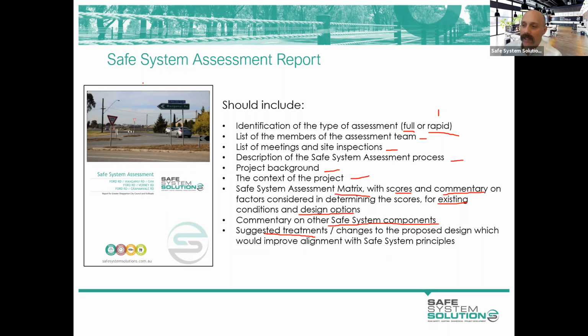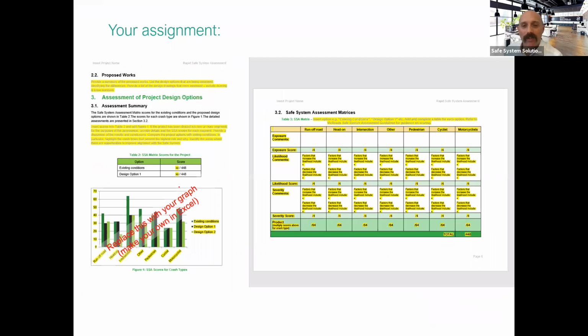Now, what we've done to make your life easy and hopefully get a bit of consistency is provided you with an example of a completed safe system assessment report. So you could look at that, how it's structured, what's in there. And then for the assignment, we've grabbed the Victorian government template on safe system assessments, given you that, and highlighted in yellow the bits that you need to fill out. So we're not going to get you to write everything out, just the bits that we want you to fill out. And I'm going to jump to that Word document in a second and walk you through that step by step.